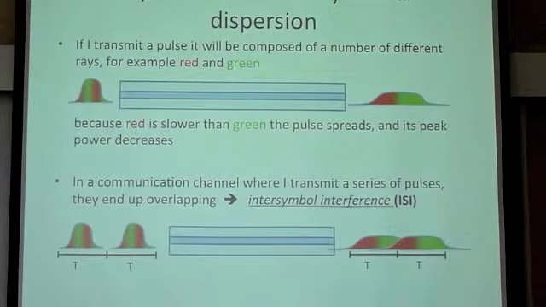So it's like I send a pulse like this, and then the red part is dragged out, and the green part is going faster. So what happens is that this pulse is going to spread. That's what causes dispersion.